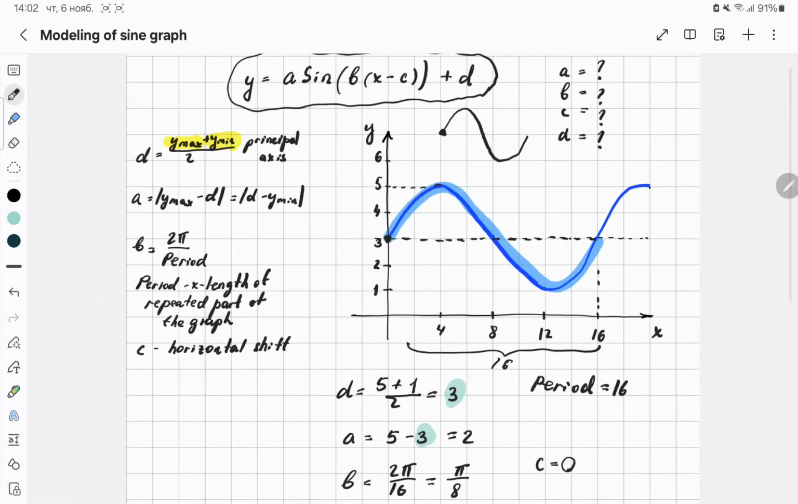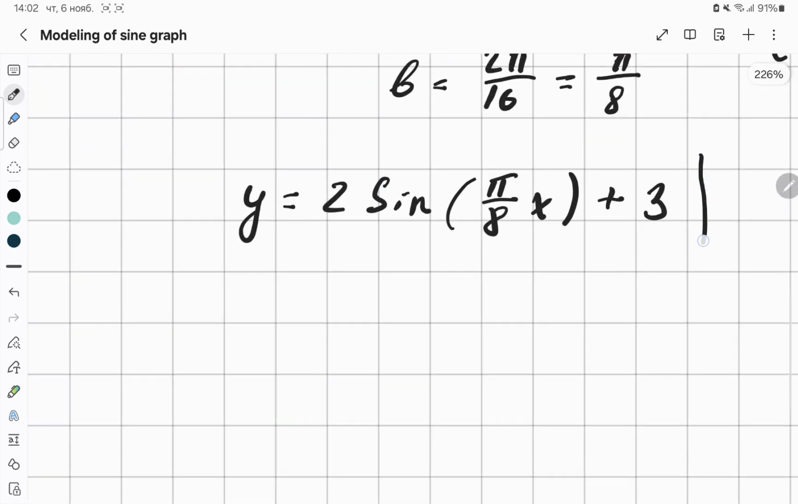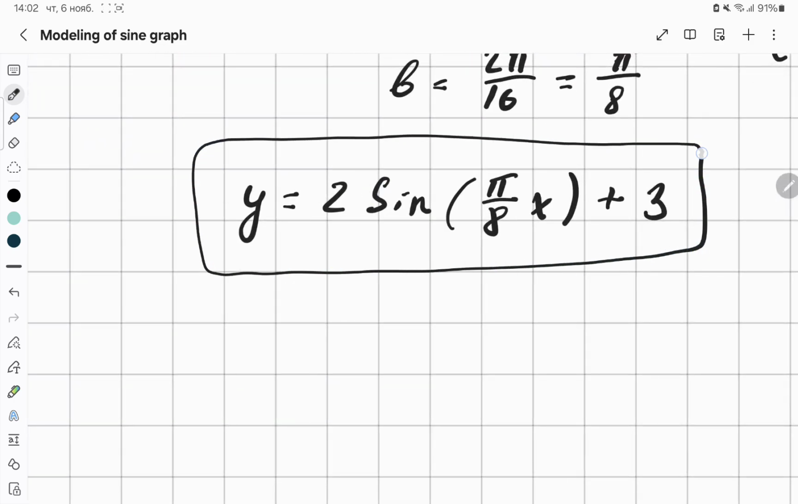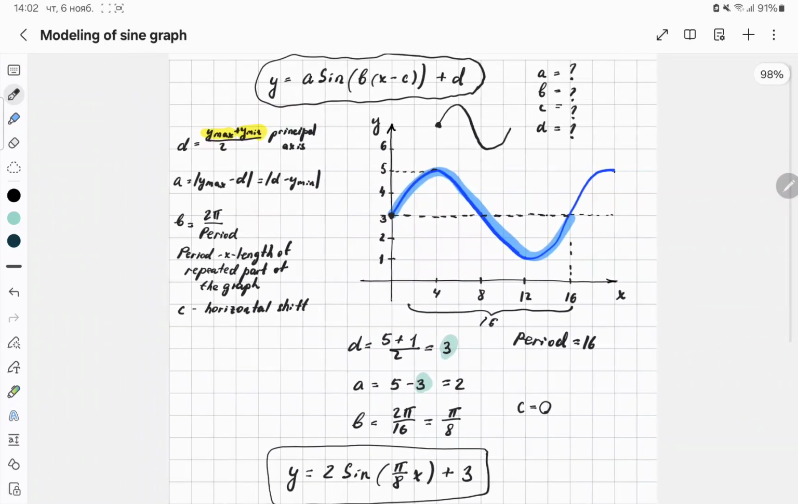So now we can write the complete formula. a is 2, so y equals 2 sine(pi over 8 x) plus 3. So this is the final formula for this question. This is a sine model for this graph. Okay, so again, let's overview. We have a graph and we should find all 4 parameters of this graph, and according to these formulas we have found each parameter, except c. c will be considered in another video.